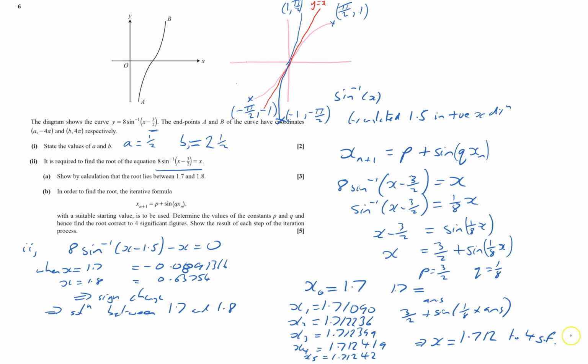And therefore x equals 1.712 to 4 significant figures. And actually anyone in their right mind would just press the equals sign until such time as the number doesn't change, just to check it doesn't round itself up or doesn't move up. And that's 6 done.